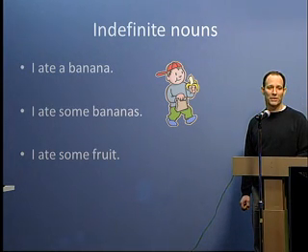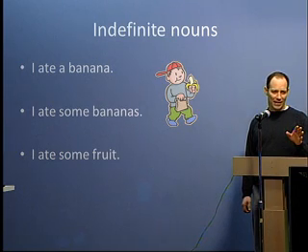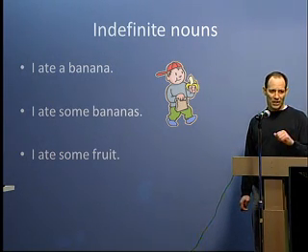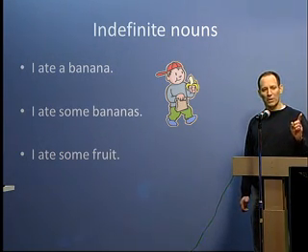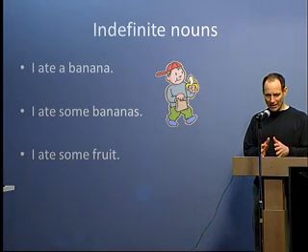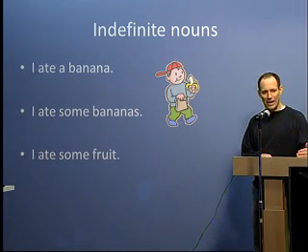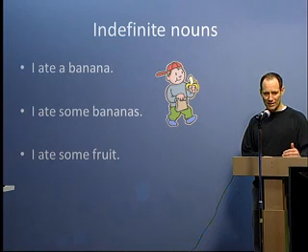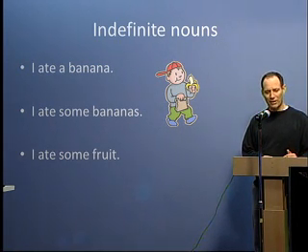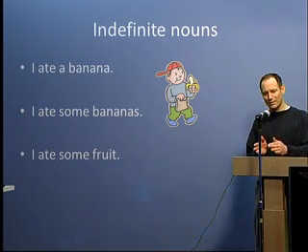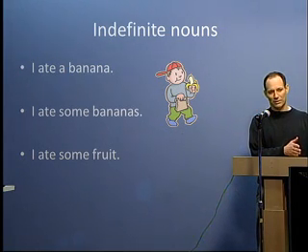Moving on to indefinite nouns. With an indefinite noun, this is where there is an actual thing. So, for example, I ate a banana. I ate some bananas. I ate some fruit. There are some differences between these sentences and the ones with the generic nouns.